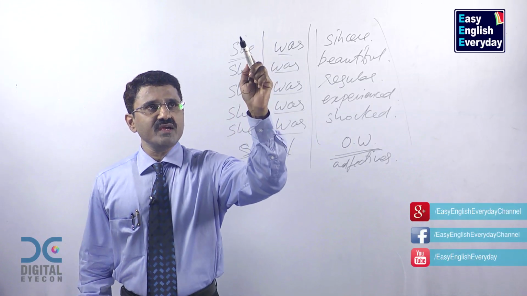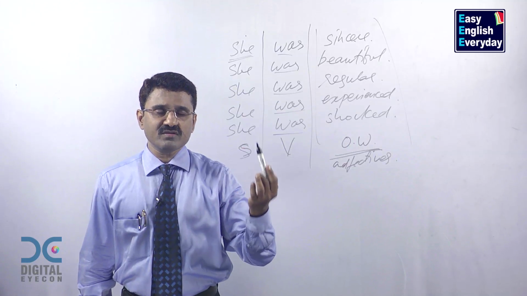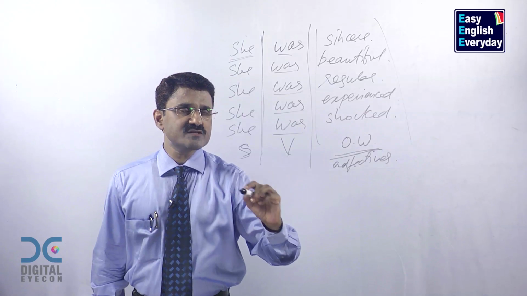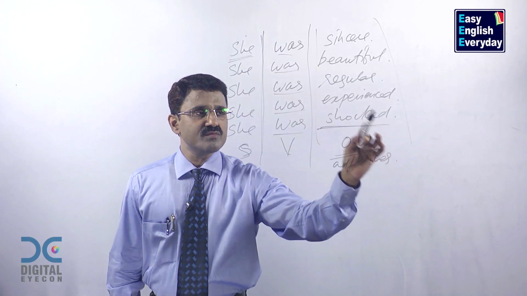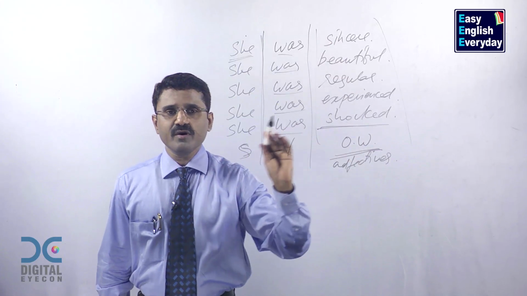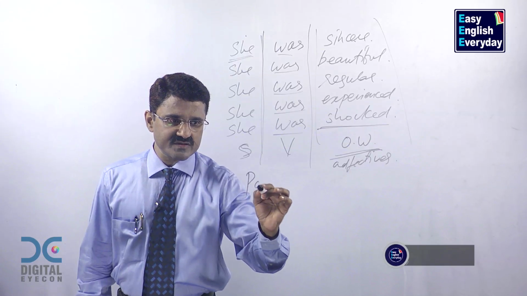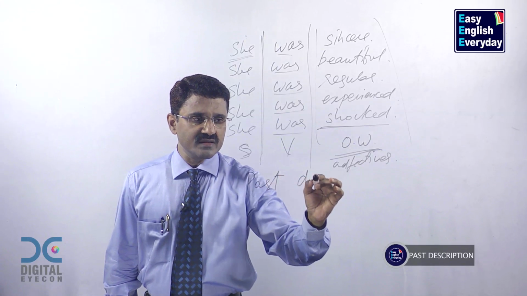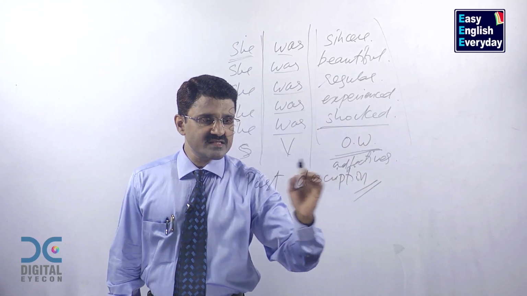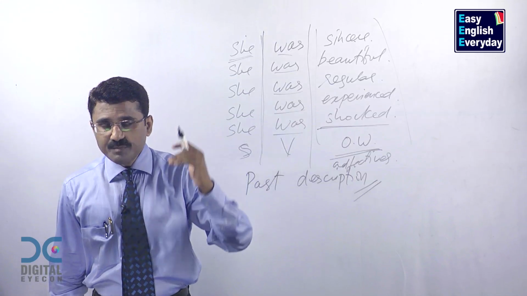So she, he, it, or any name of the person or thing, singular one, can be used here. Put was, it indicates past tense, and collect more and more adjectives. Put them here, keep on making sentences. When should I use this type of sentences? Past description. All these sentences indicate description of a person or a thing in the past.